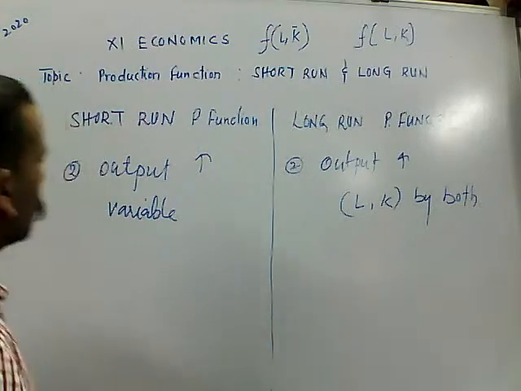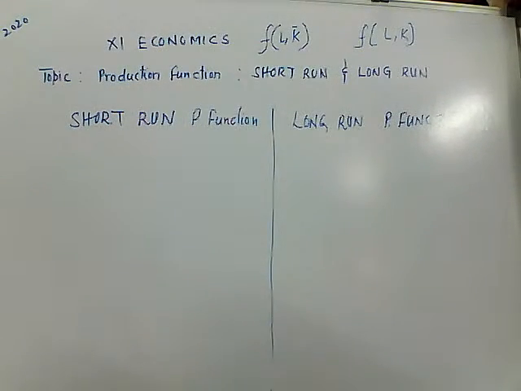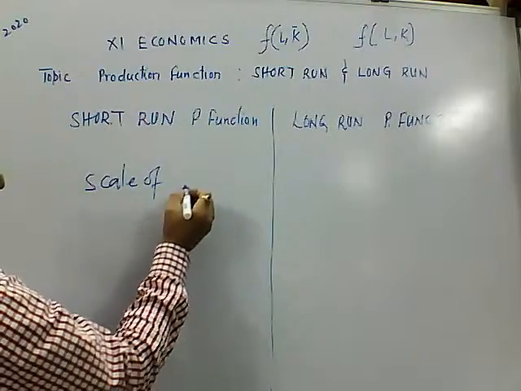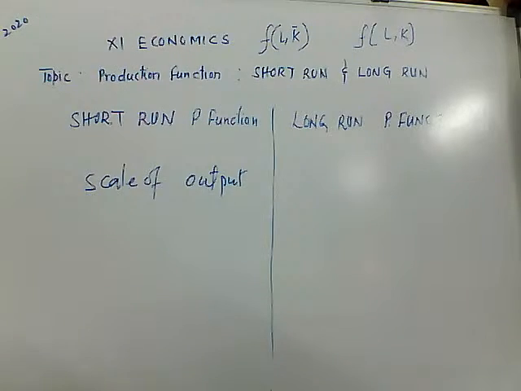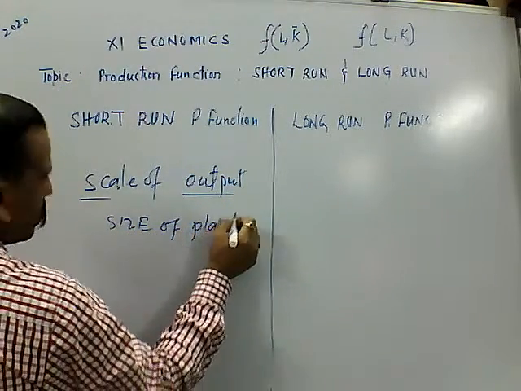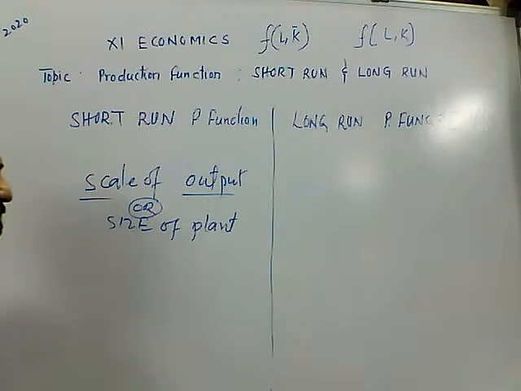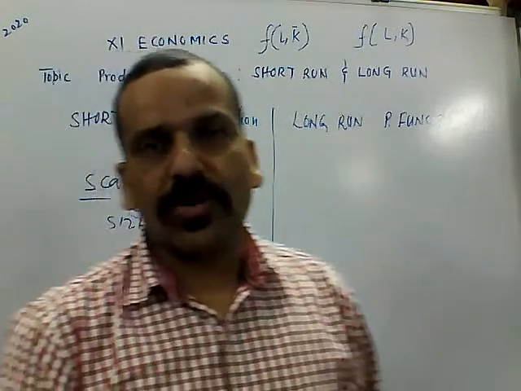Third point, point number 3, the scale of output remains constant. When we talk about the scale of output or the size of plant, scale of output remaining constant means the size of the plant cannot be changed. In the short run, you cannot change the size of plant.